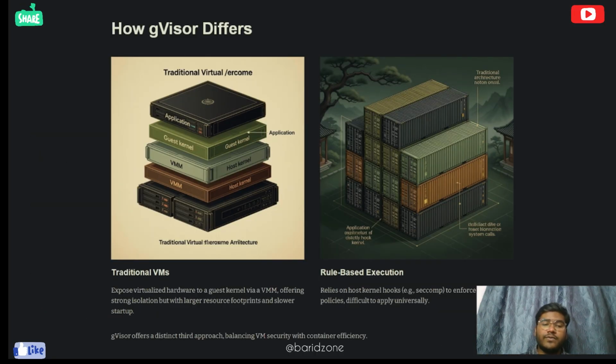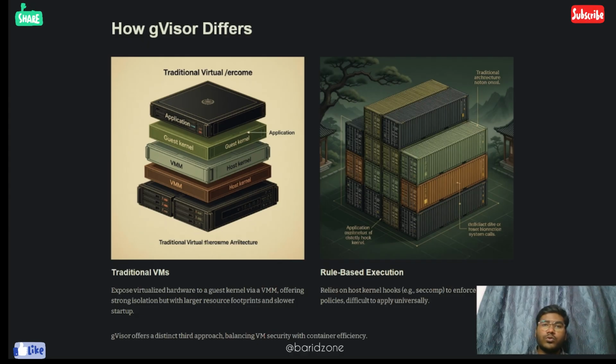How does gVisor differ? A traditional virtual machine uses a hypervisor and virtual hardware to provide isolation. They are secure but consume more resources and have slow boot times. Traditional containers use namespaces and cgroups for isolation but still depend on the host kernel. gVisor provides a third approach.